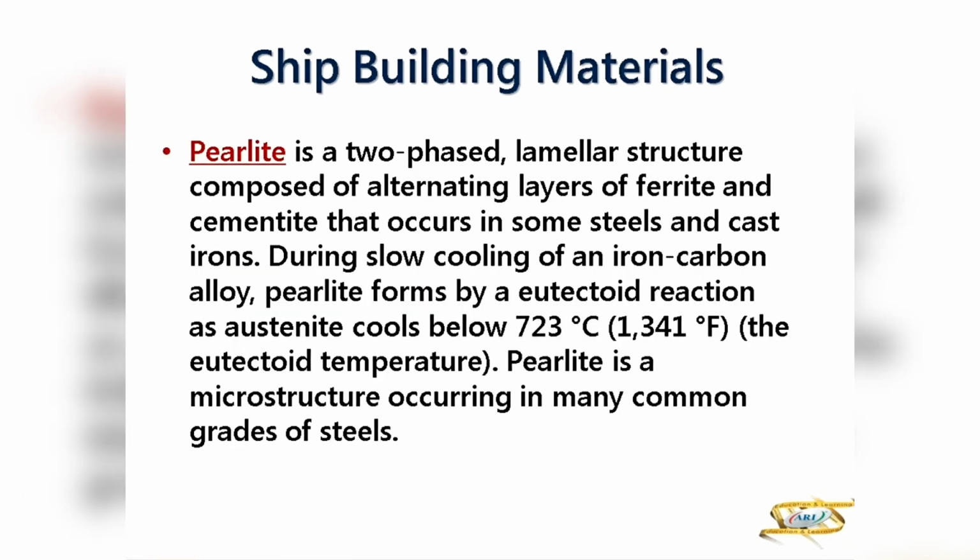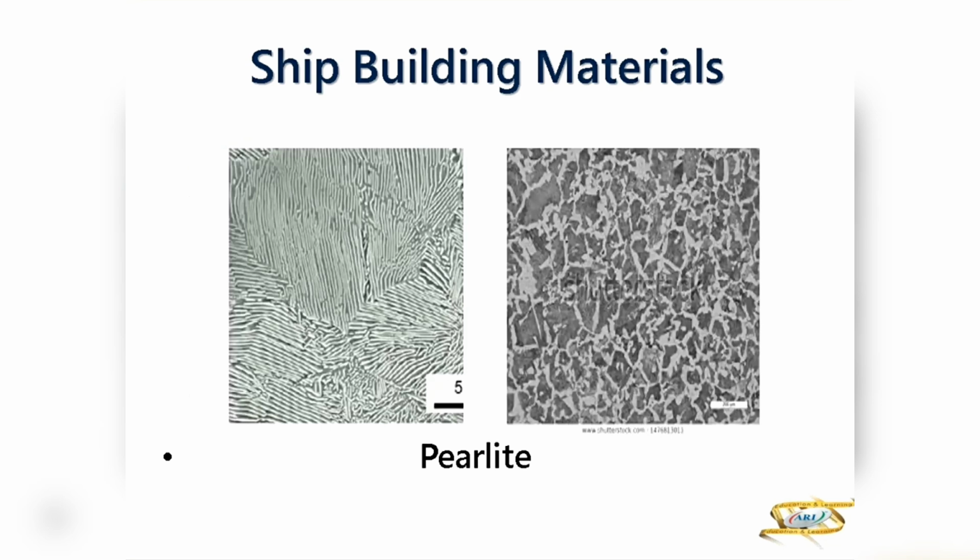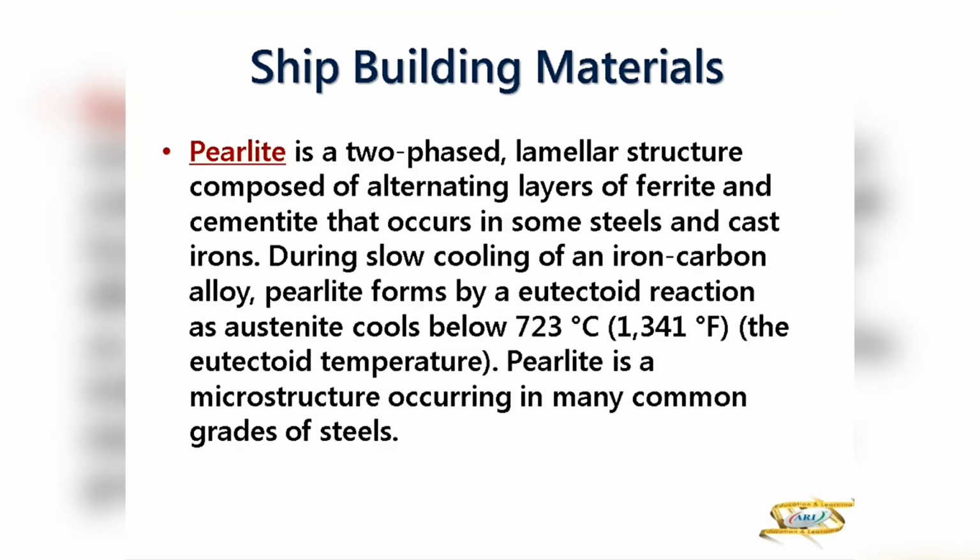Now the other structure is pearlite. That is also Fe3C, but depending on the heating, the structure will change. So it's in a plane phase. You see the structure here, with a pearl-like appearance. So the heat treatment stage comes in the steel. This is a two-phase lamellar structure composed of alternating layers of ferrite and cementite, which is shown in steel and cast iron.